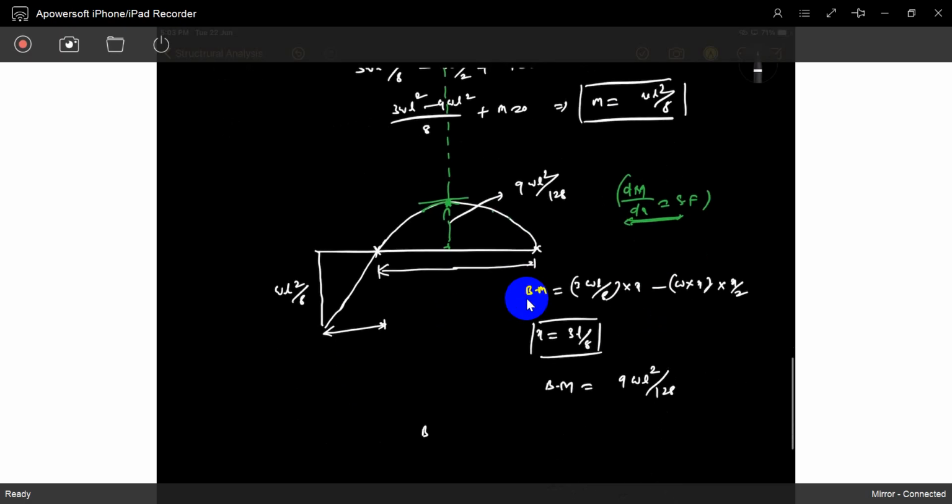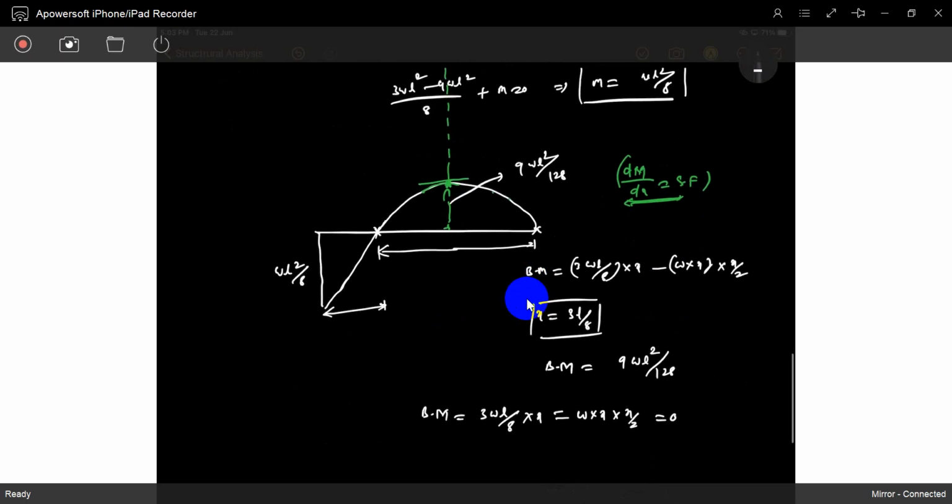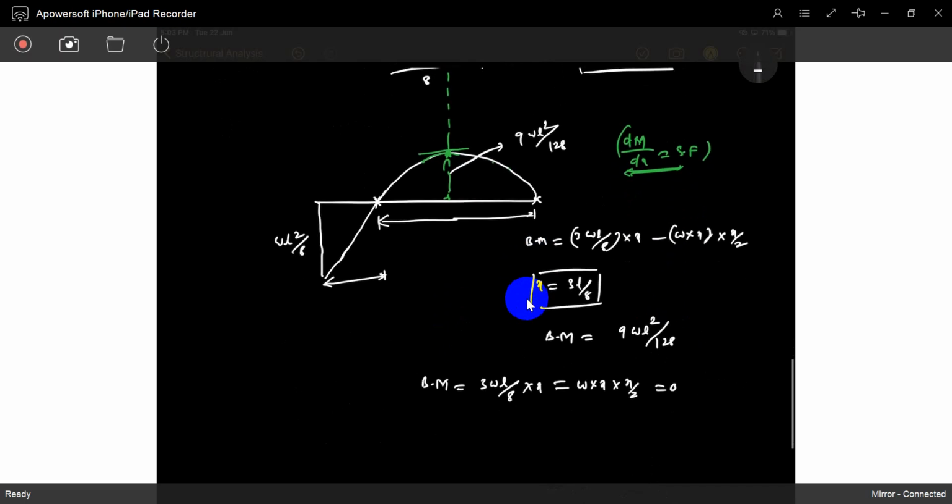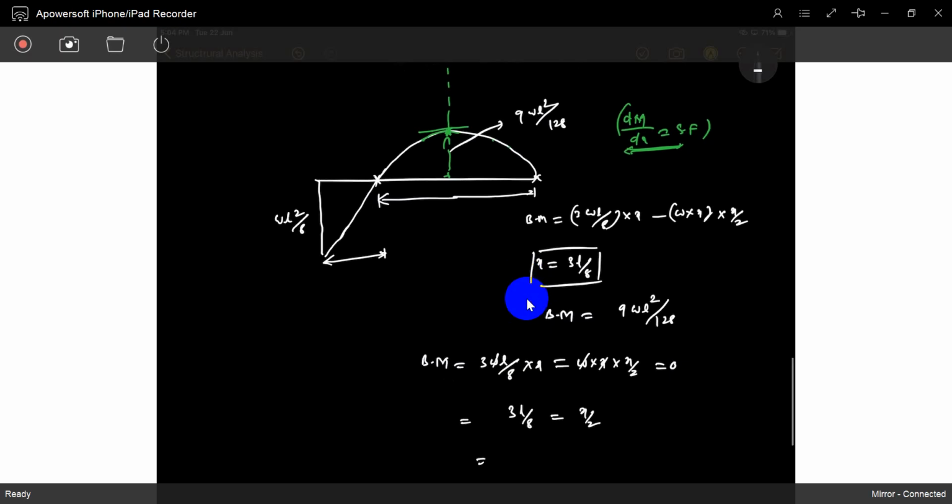See, the bending moment is already there: 3WL/8 into x minus x into x square by 8 equals 0. So that means both are equal. What is the value of x? W cancels, x cancels. 3WL/8 is equal to x/2. So what is x? 3L/4.